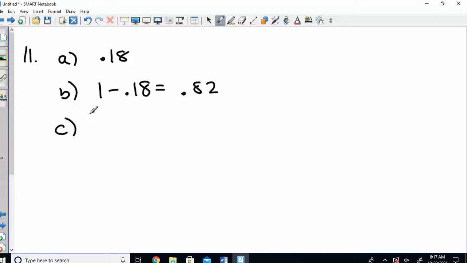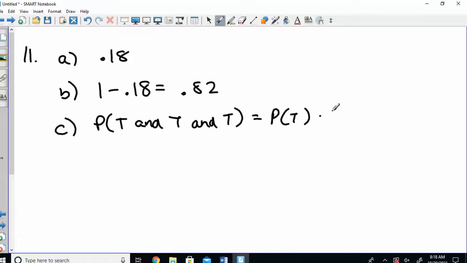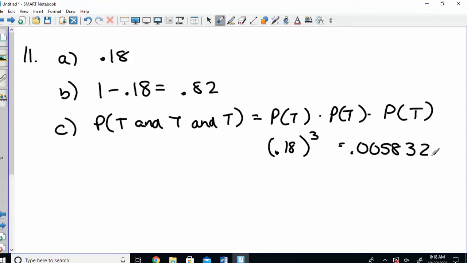Okay, part C. Would it be unusual for 3 random Americans to all trust? Okay, if it's 3 random Americans, are those independent? Yes. So if you're looking at your formula sheet, the probability that the first one trusts, and the second one trusts, and the third one trusts, it tells you if they're independent, all you have to do is multiply those. It's the multiplication rule for independent events. So the probability of somebody trusting is 0.18, so you can either write that out 3 times or just do it to the third power. And we get 0.005832. What is unusual?